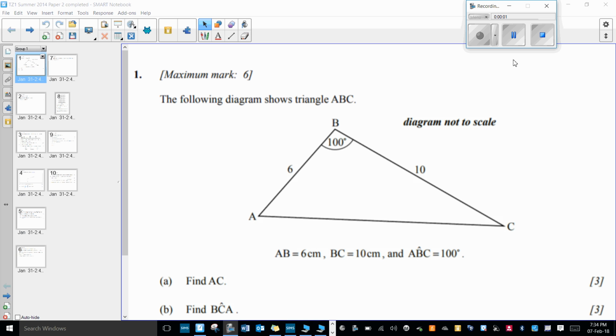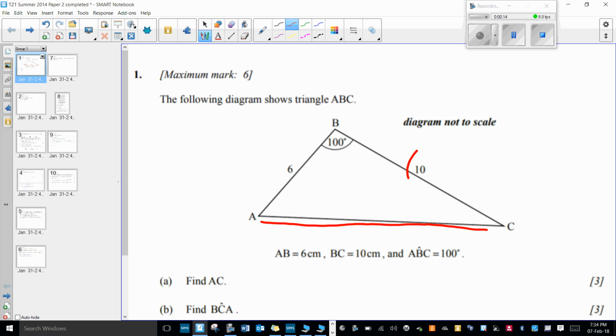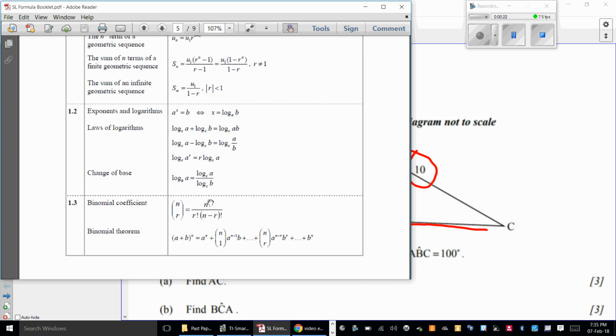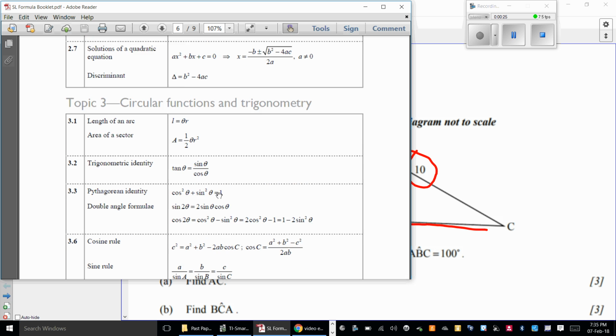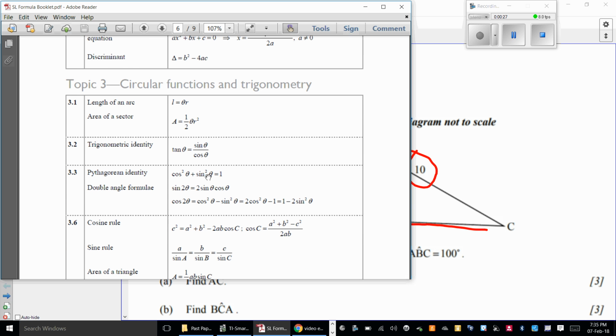Paper 2, number 1, find the fundamental triangle, find A's. So we're looking at this length here. Okay, so we've got this length, the angle in between them. So hopefully you realize that we are going to be using the cosine rule.